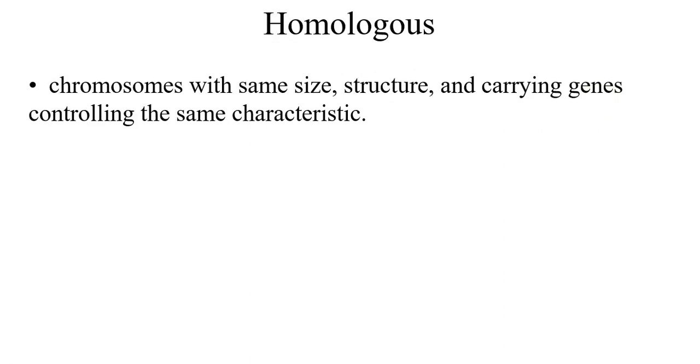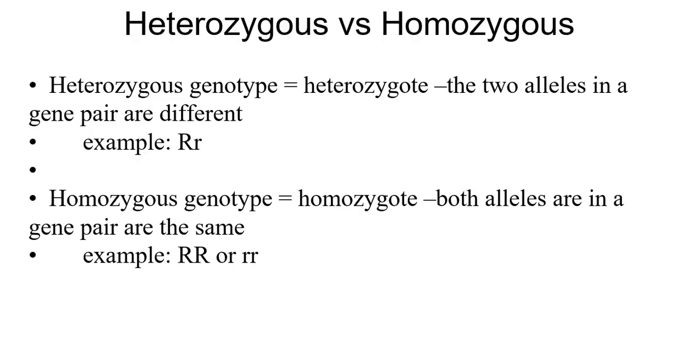Okay, we've also got this term homologous. Homologous refers to the chromosomes. This is two chromosomes that are the same size, same structure, and they carry genes controlling the same characteristics. So homologous chromosomes are sometimes called a homologous pair of chromosomes. Within a homologous pair of chromosomes, one of those chromosomes is a copy of the chromosome that came from dad. The other is a copy of the chromosome that came from mom.